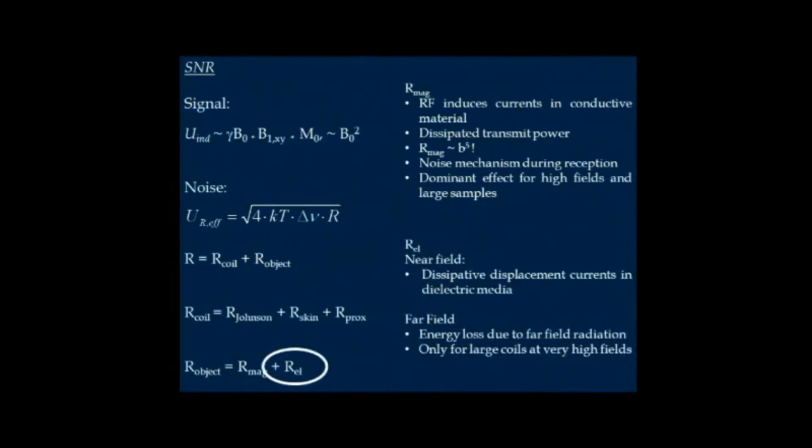The electrically related resistances or losses are due to two reasons. First of all, dissipative displacement currents in dielectric media. If you have a dielectric medium and you apply an electric field, it tends to move and to balance out the electric field. And this, of course, causes losses when transmitting and when receiving. And the far field. If you take it very loosely, an RF coil is similar to a normal radio antenna, where you want to dissipate the energy in the far field.